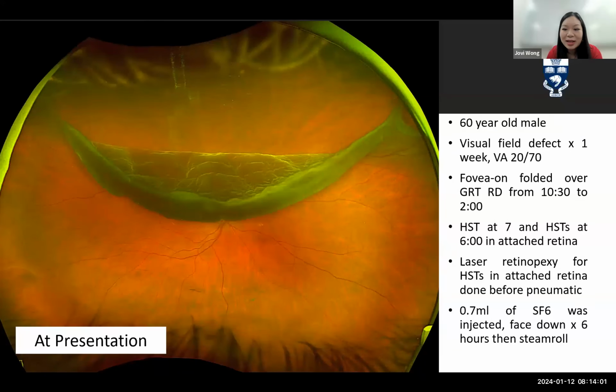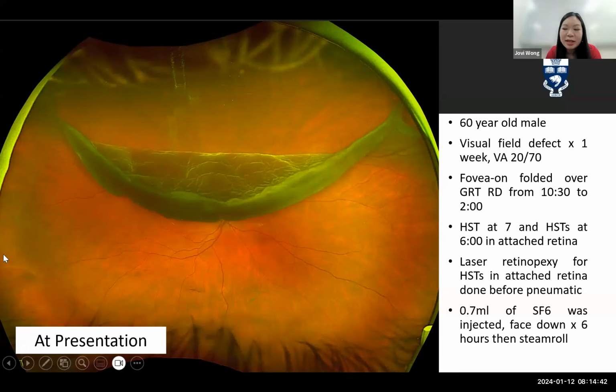So, of course, this finally leads us to the question of, could we use pneumatic retinopexy to repair giant retinal tear associated retinal detachment? So here I'm going to go through a case where this exactly was done. So we have a 60-year-old gentleman. He had a visual field defect for 1 week, visual acuity of 20/70. He had a fovea-on giant retinal tear associated retinal detachment from about 10 o'clock here. At 2 o'clock, there is a horseshoe tear, which you can kind of see in this photograph here, at 7 o'clock, and then a few at about 6 o'clock in parts of the retina that are attached.